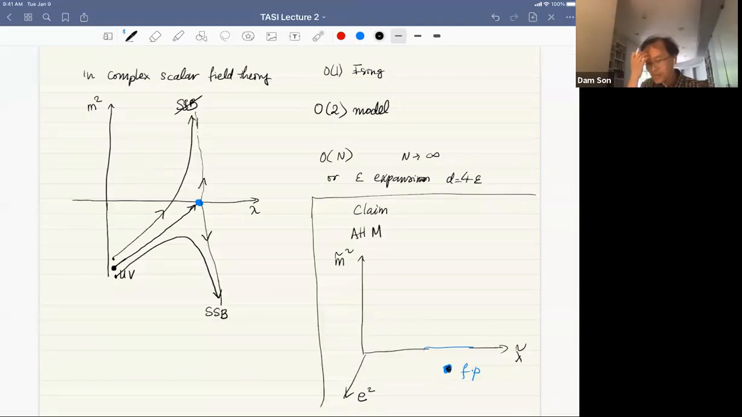So the UV corresponds to small lambda, small epsilon, small e squared, the coupling constant. So we start from some value of the mass, and then we can reach this fixed point, just schematically, this way.